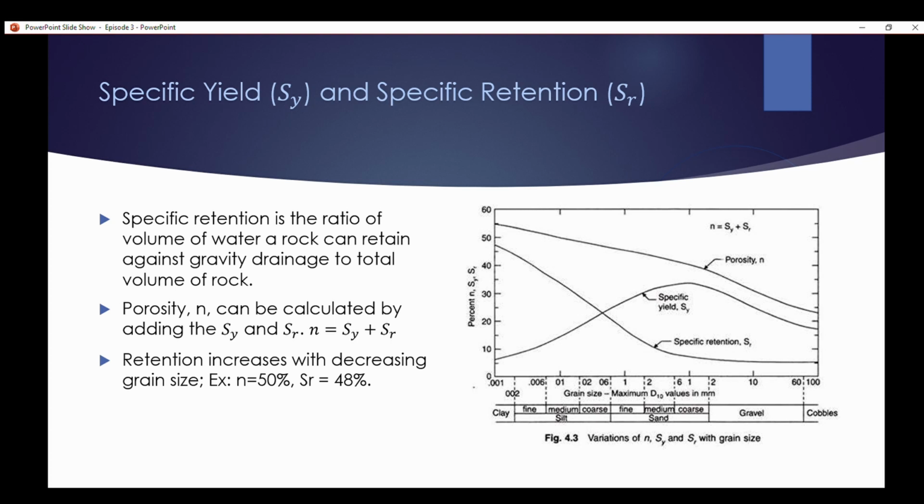And I like this chart. It kind of shows you that retention is highest in a clay, and yield is at its highest point when you have a coarse sand, medium coarse sand. That means that it allows water to go through. Specific retention is not allowing water to go through, so it makes sense that clay would have the highest retention among all the different sediment sizes that we have down here.